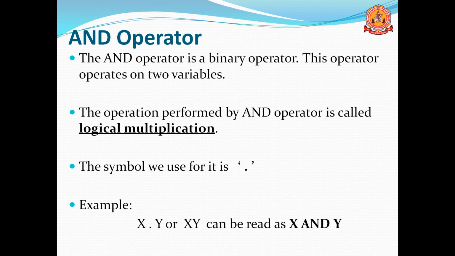The symbol we use is dot. Normally we use the dot operator as the symbol for logical multiplication. You can see the example x dot y. Normally we use x dot y, or sometimes xy together. If you use two variables together without the dot operator, that is also known as the AND operator. But if you use x dot y or xy, we should read that as x and y. We normally use the dot operator.